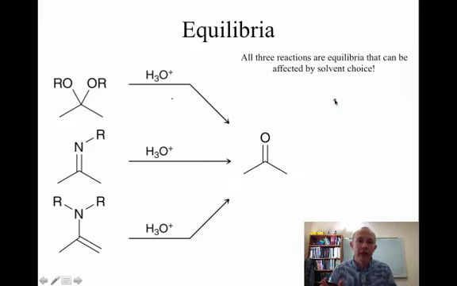Okay, so just like acetal formation, we can reverse. So remember, since water is a byproduct of these reactions, water is formed as a product of imine formation and water is formed as a product of enamine formation. If we take an imine or an enamine and react it with a large excess of water, that shifts the equilibrium back to the ketone. These are equilibria that can be shifted depending on if we have a lack of water, we're going to go in this direction. If we have an excess of water, we're going to go back to the ketone stage.